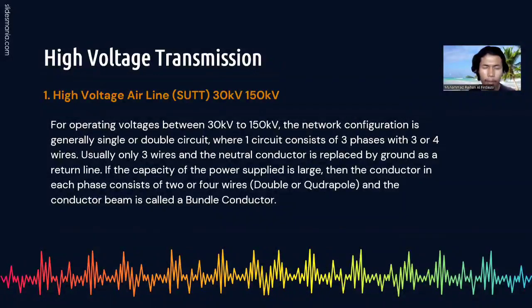And if the capacity of the power supply is large, then the conductor in each phase consists of 2 or 4 wires. So we make a double or quadruple, and the conductor band is called a bundle conductor. If we have a double of 2 or 4 wires, we can say it is a bundle conductor.